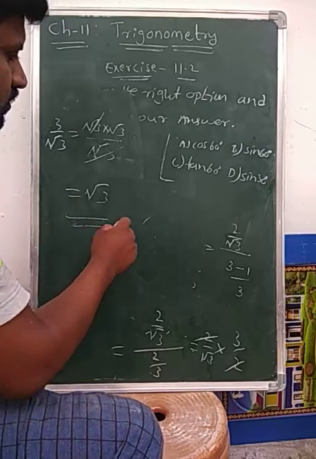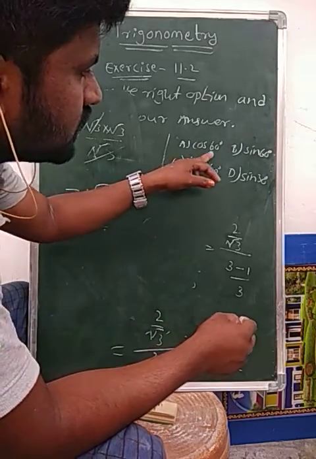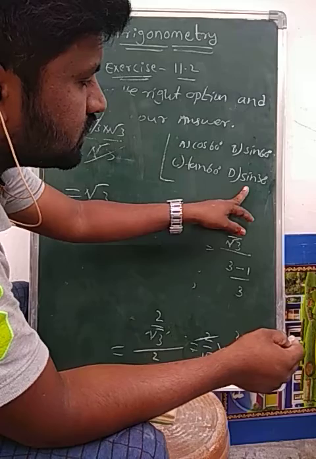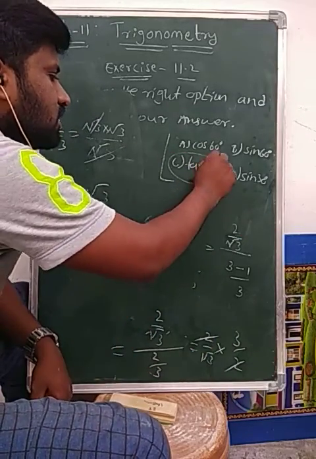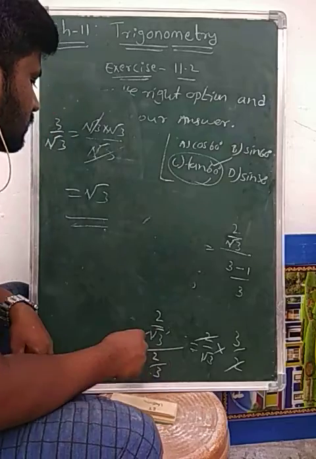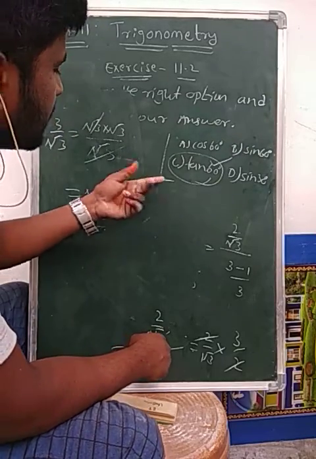Root 3 for which value? Cos 60 or sin 60 or sin 30 or tan 60. The value is what now? That is tan 60. Okay, so this is the required option and this is the answer.